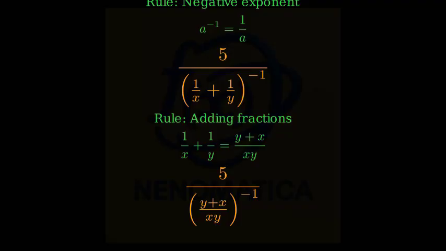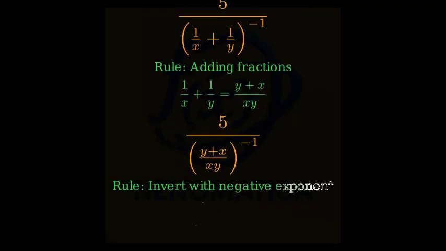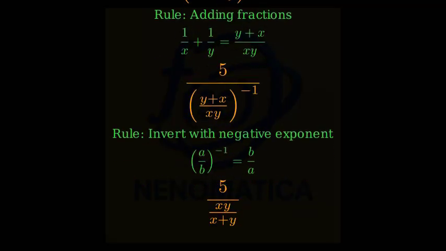Step 3. Apply the negative exponent to invert the fraction. The quantity a over b to the power -1 equals b over a. So the denominator becomes xy over x plus y, and the whole expression is 5 divided by xy over x plus y.